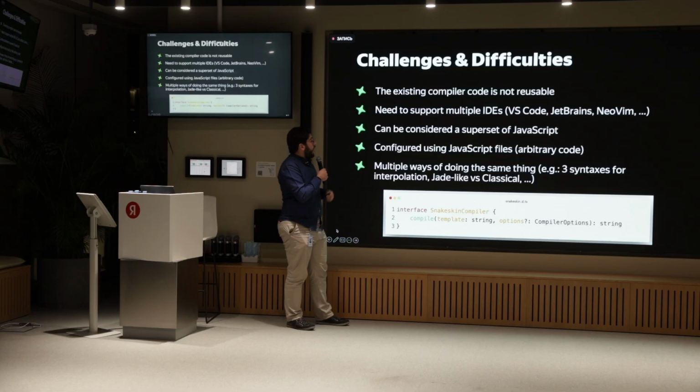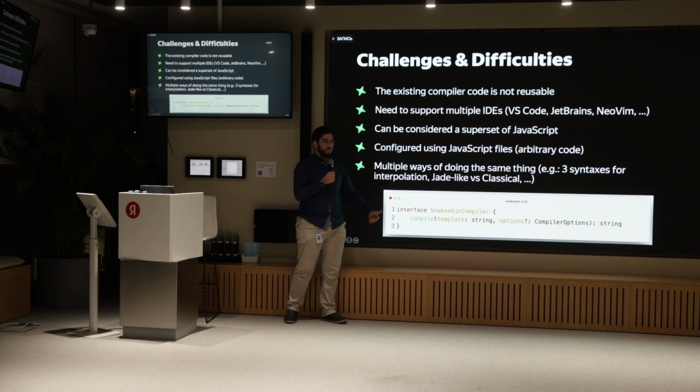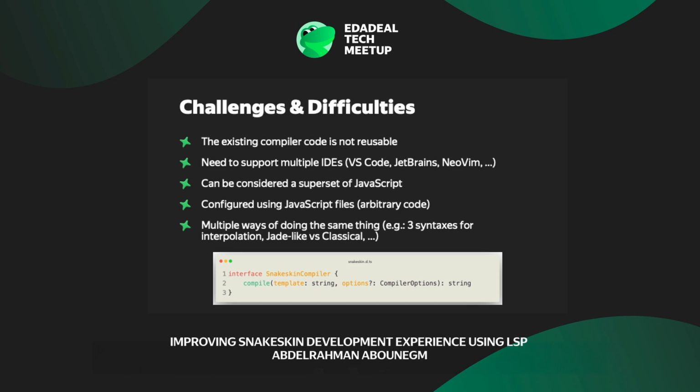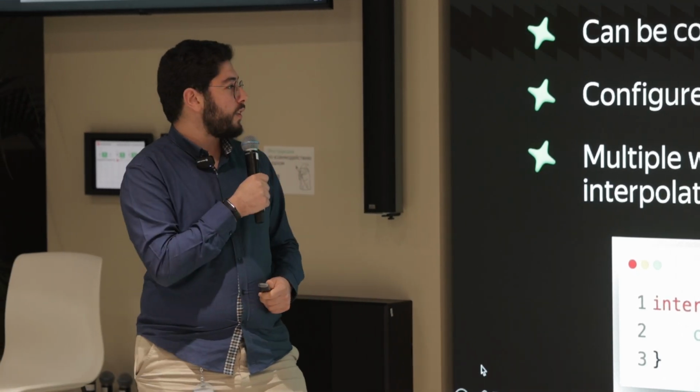Additionally, we need to support multiple IDEs because we have developers coding in VS Code, in JetBrains like WebStorms or IntelliJ, even in NeoVim. For some reason, they hate themselves, but okay. And also, Snakeskin is a macro language on top of JavaScript, which means we also have to support JavaScript code inside Snakeskin files, which means supporting parsing it and basically all of the language features that you expect in JavaScript. So that's another layer of difficulty.